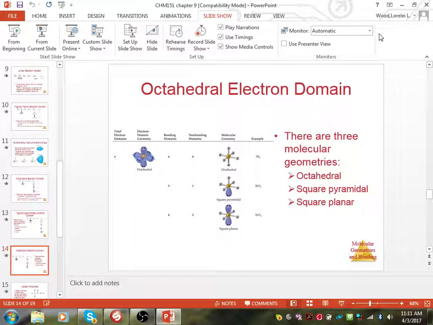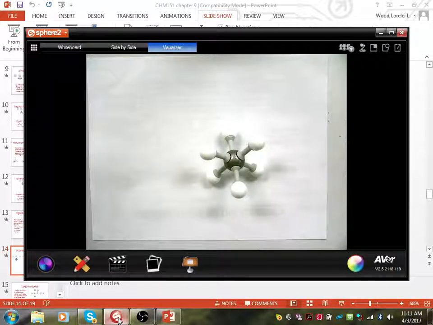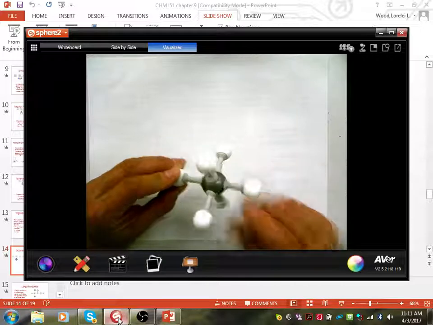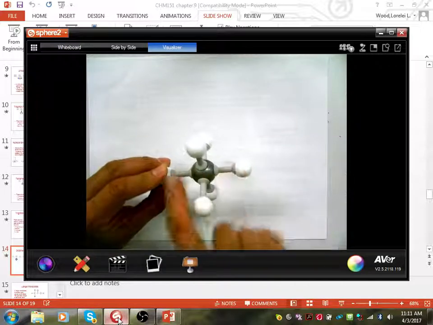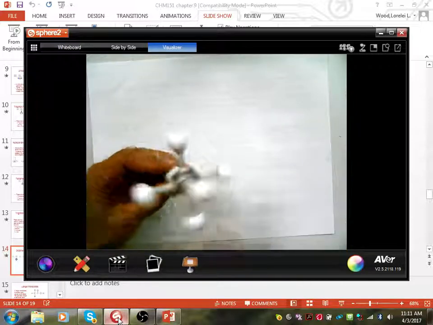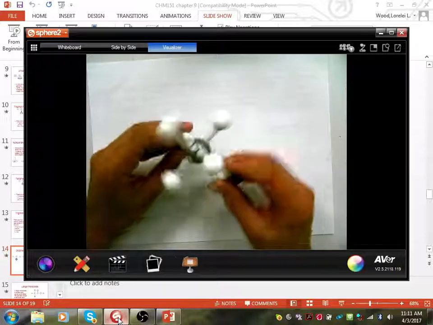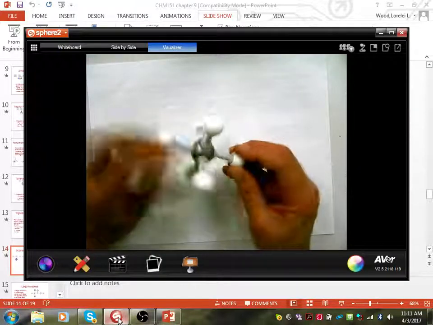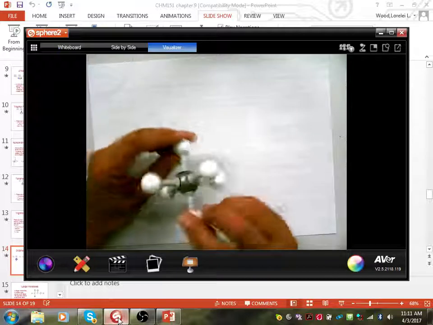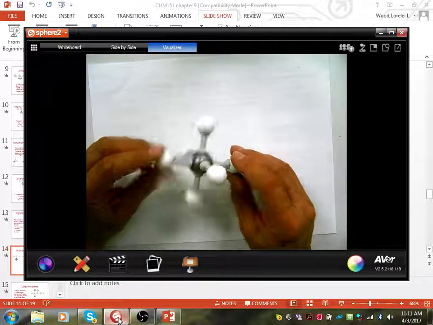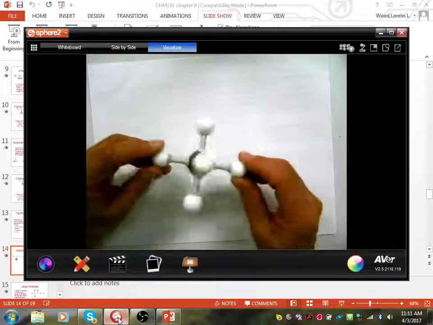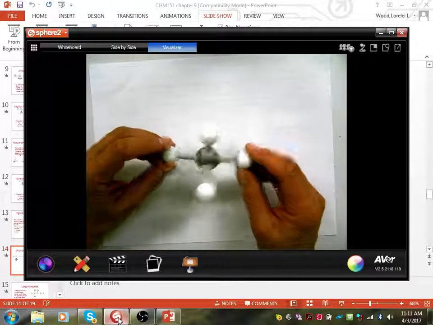So if we look at this particular one, it starts out looking like this critter right here, right? So we've got 4 areas of electron domains and then 1 on each side. So what are the bond angles around all of this molecule? All are 90 degrees, right? All the bond angles are 90 degrees around this molecule. Now if this is our electron geometry, it's called octahedral.